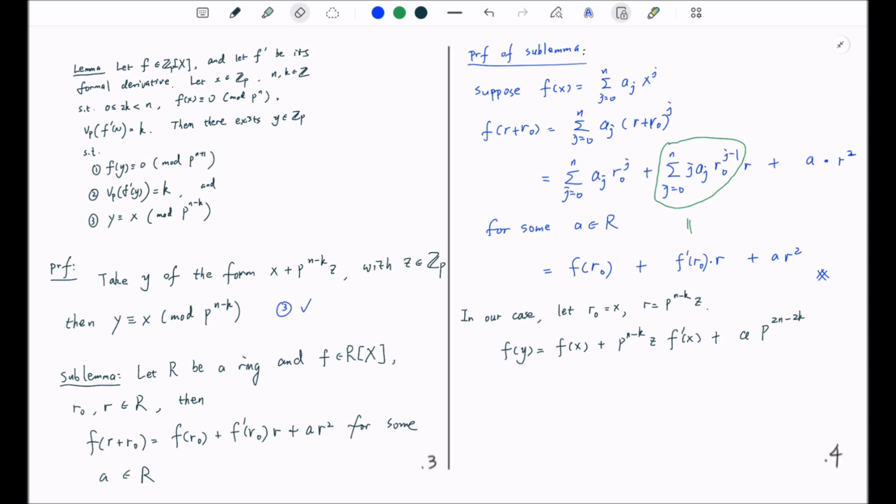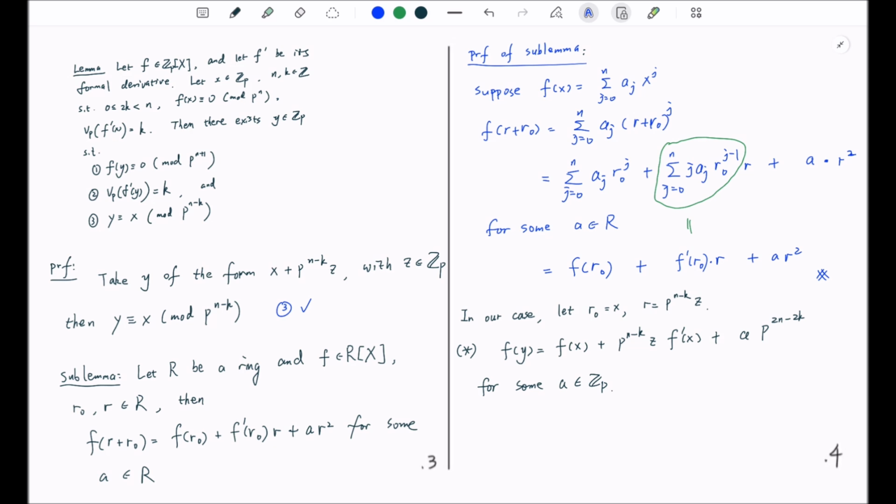So let me erase this z squared. And this is just true for some a in Zp. Zp is our ring. And this a is something more than just this a, but for some a. So this is always true. And we are going to put an asterisk for this equation's label.